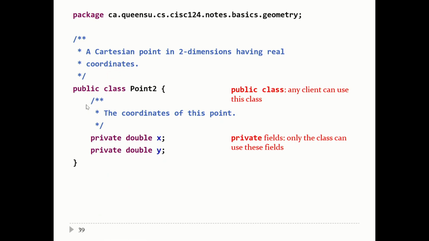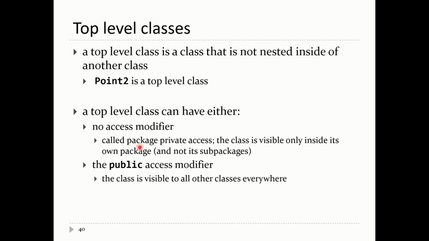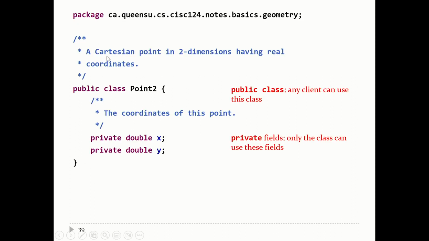Public means any other class can see the class. No access modifier is what's called package private access. So package private access means the class is visible only inside of its own package. So if we struck the public here, then the class Point2 is only visible inside of that package, and exactly that package. So it's not visible inside basics. If there's a sub-package of geometry, like, I don't know, XYZ, it would not be visible in XYZ. It's only visible inside geometry.